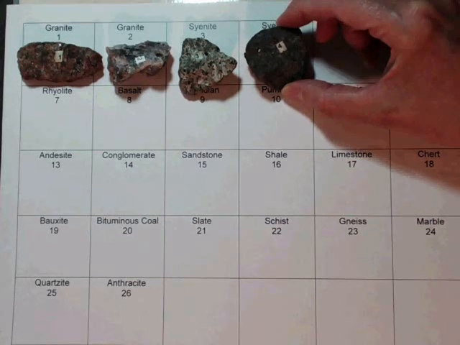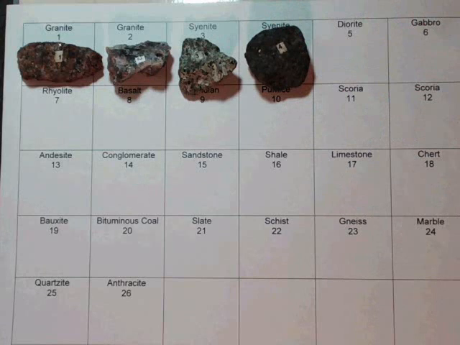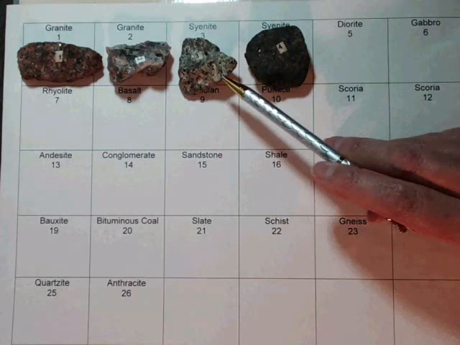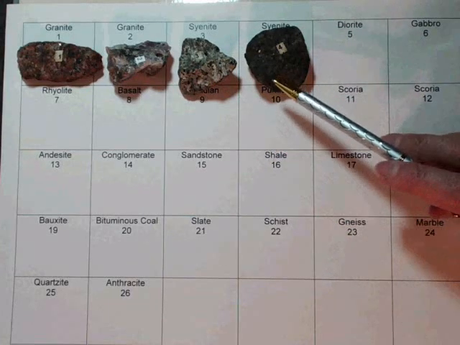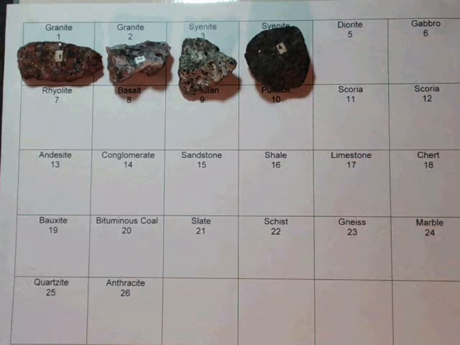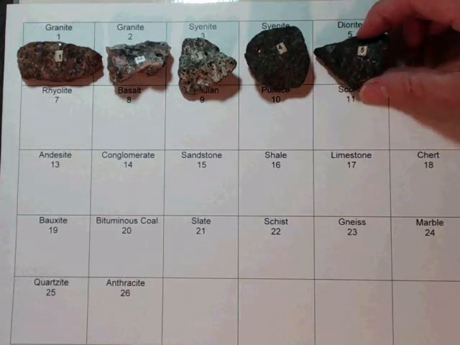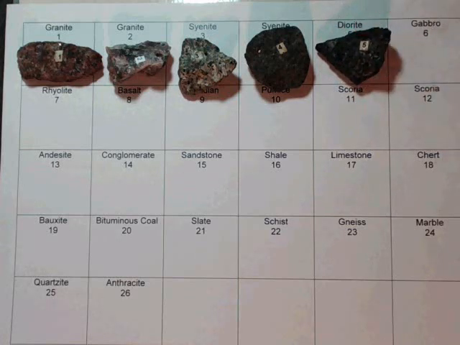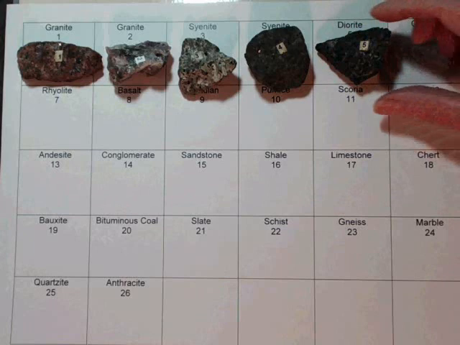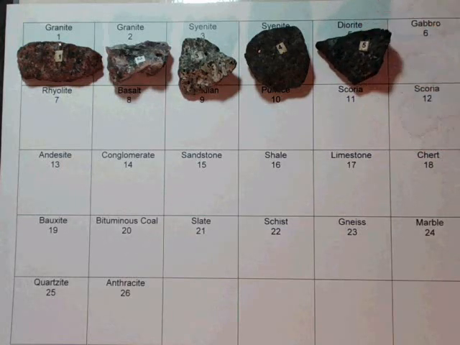But the syenite, for number 4, is a lighter version with slightly different mineralogy, and then a darker syenite. And then the diorite, number 5. This is sort of an intermediate mineralogy. But again, coarse-grained, so that's definitely a phaneritic texture.